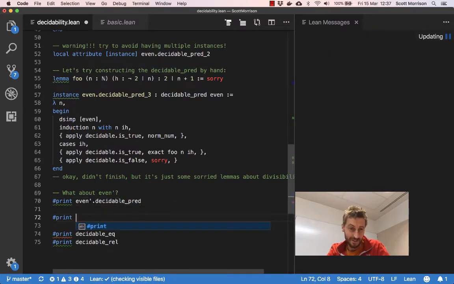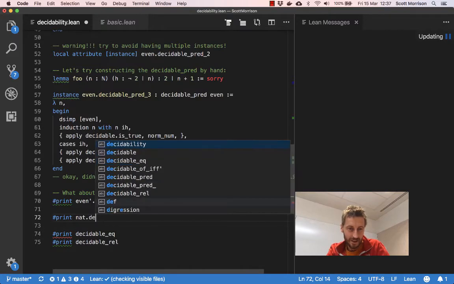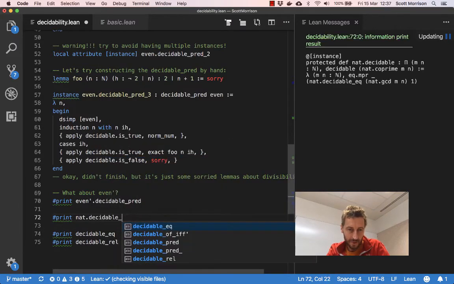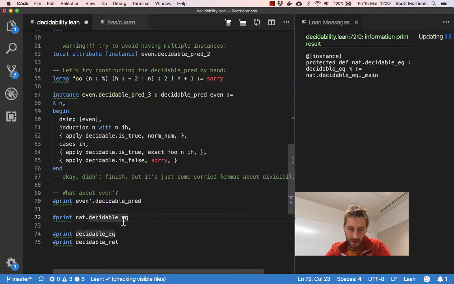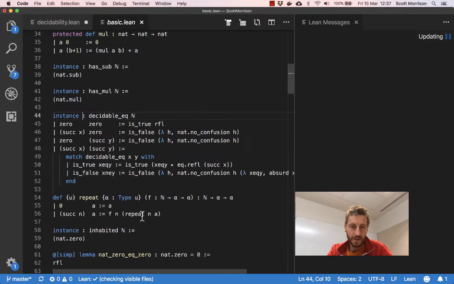So let's check that really is how it's proved. Decidable ec. And let's jump to the definition. Decidable ec on the natural numbers says, yep, if you've got zeros, it's true. If you've got suck and 0, it's false. Some proof, and so on.